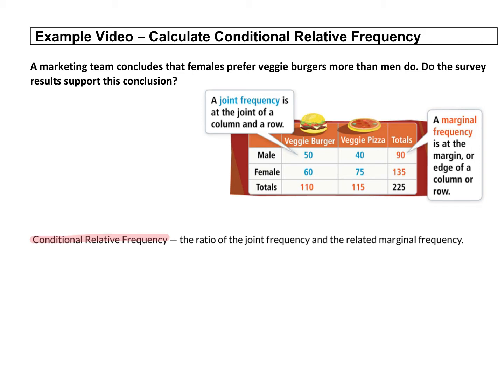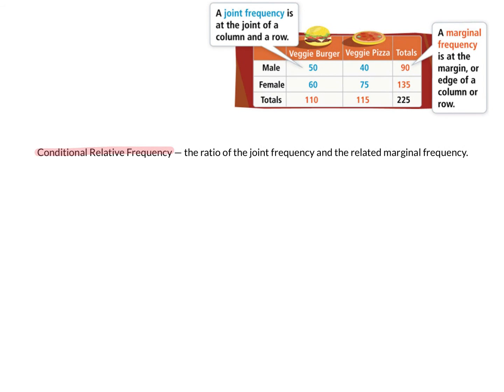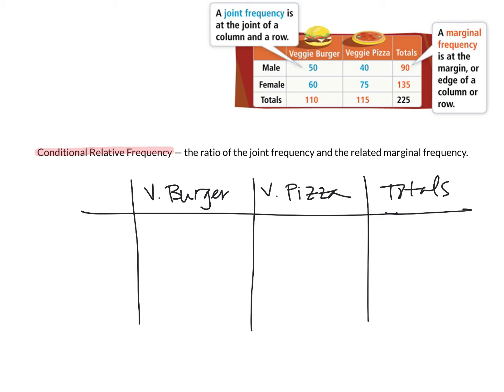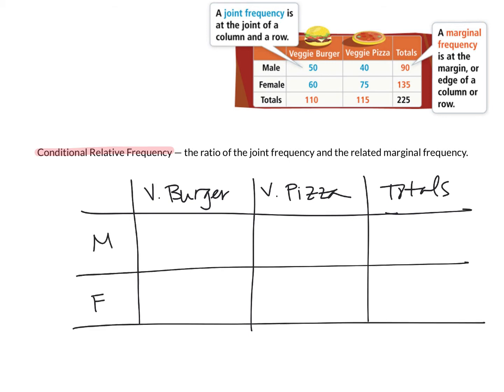So let's calculate this. We will draw a new table and do a little bit of different calculations so that we can see if that statement was correct. All right, so we've got our veggie burger, our veggie pizza, our total. Here we have male, females. Oh, and that's all we need.